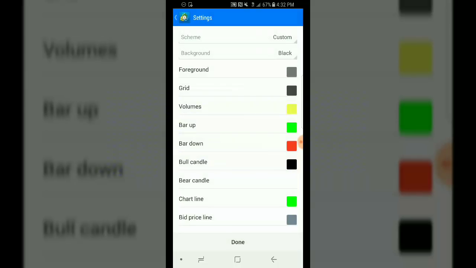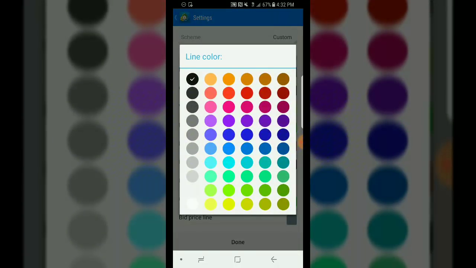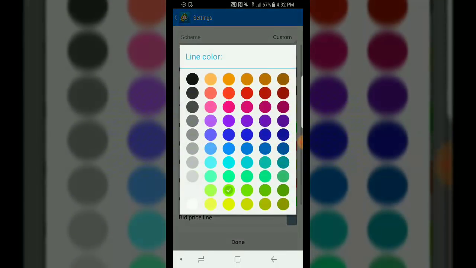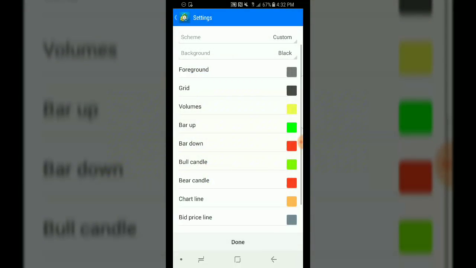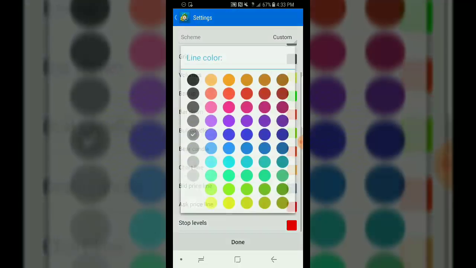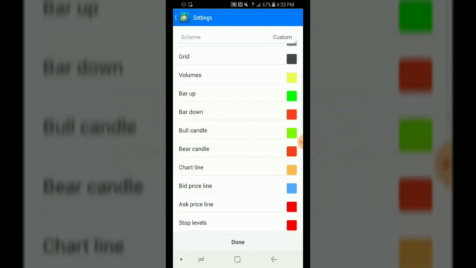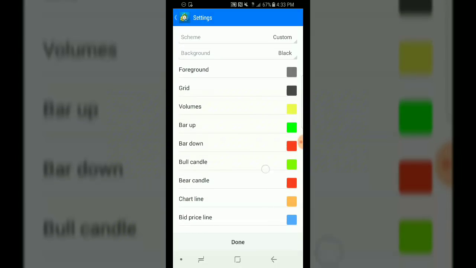Actually, let's see. Yeah, your bull candle is going to be green, and your bear candle is going to be red also. My chart line, I'm going to make that color orange. Bid price line, I'm going to make it a blue. And your ask price line, you can make it whatever color you want. And that is how you set up your colors.